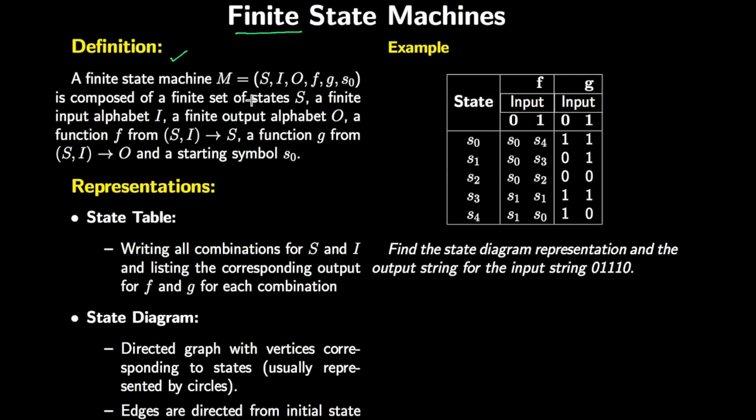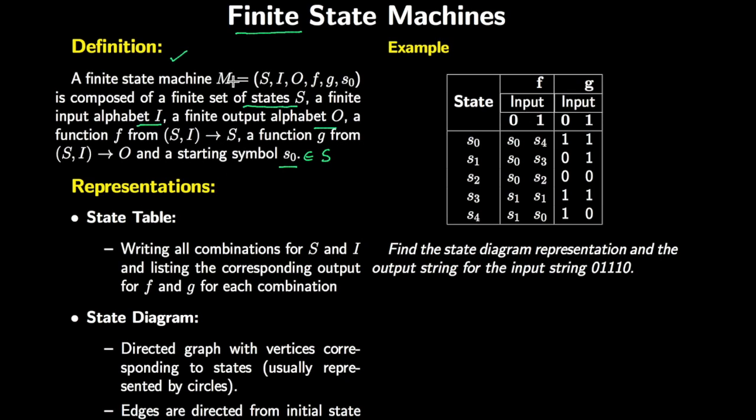S is a finite set of states. That's why the word state machines. The input alphabet is a finite set I. The output alphabet is a finite set O, and the function f is a mapping from a state and input to a state, and the function g is a mapping from a state and input to an output. And the starting symbol S0 actually belongs to S.